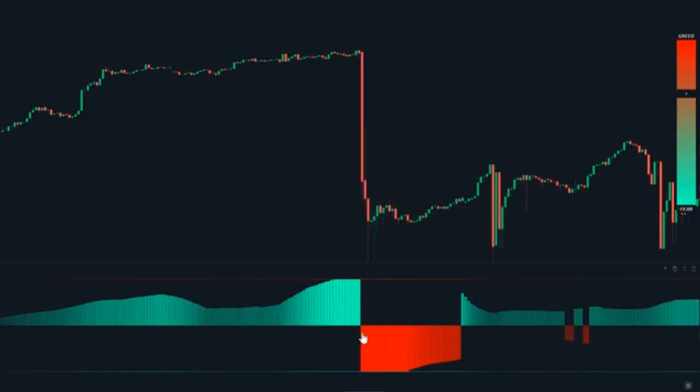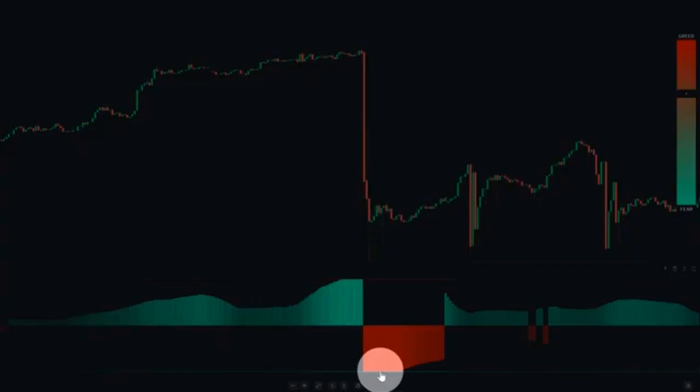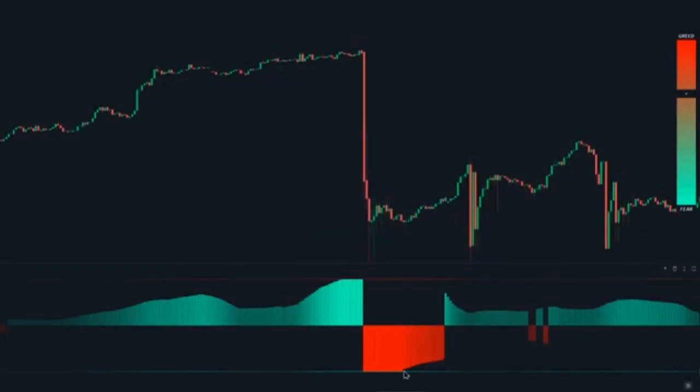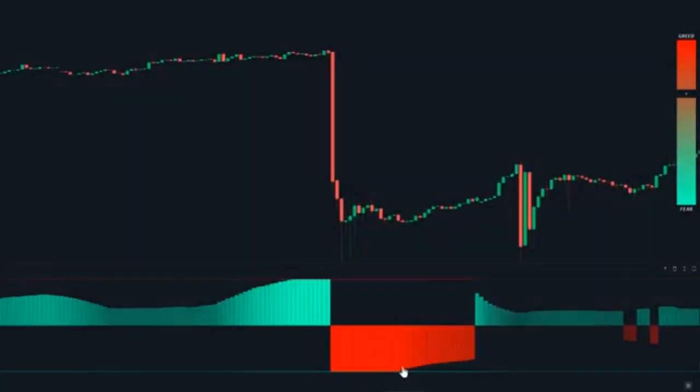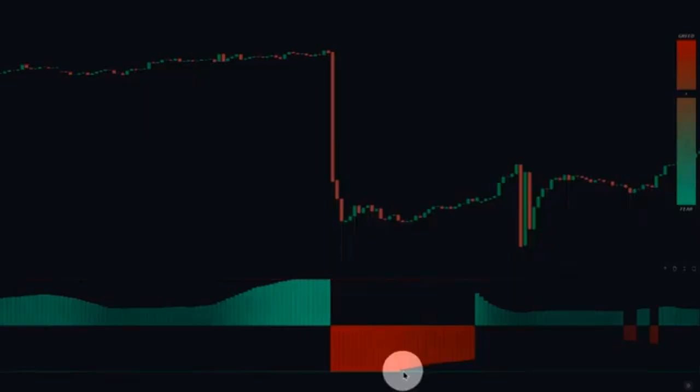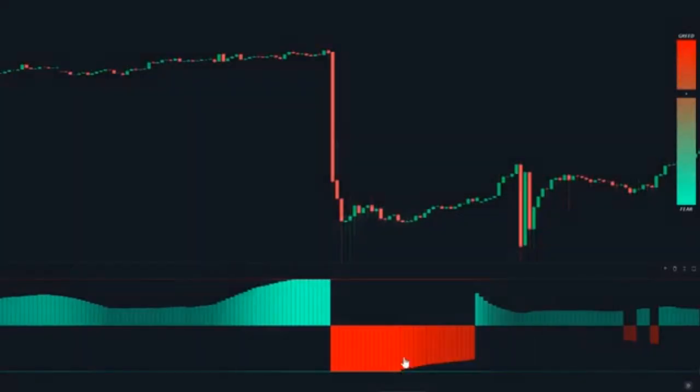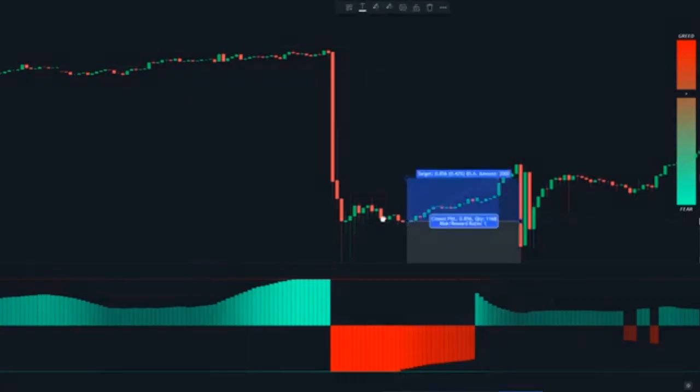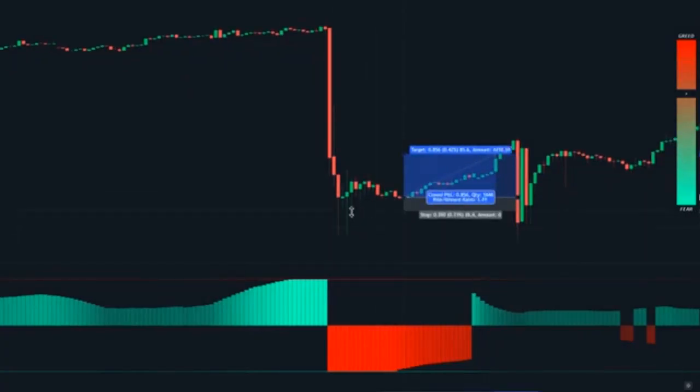After the news passed, you can see that the red histogram went all the way down and touched the green lower threshold. Several histogram bars later, you can see that one histogram bar did not touch the lower threshold. So this indicates the end of this overextension to the downside. Once that happened, taking a long position here would indicate that you took this position right after the market was overextended as a result of this news candle. And as you can see, that trade would have been profitable.